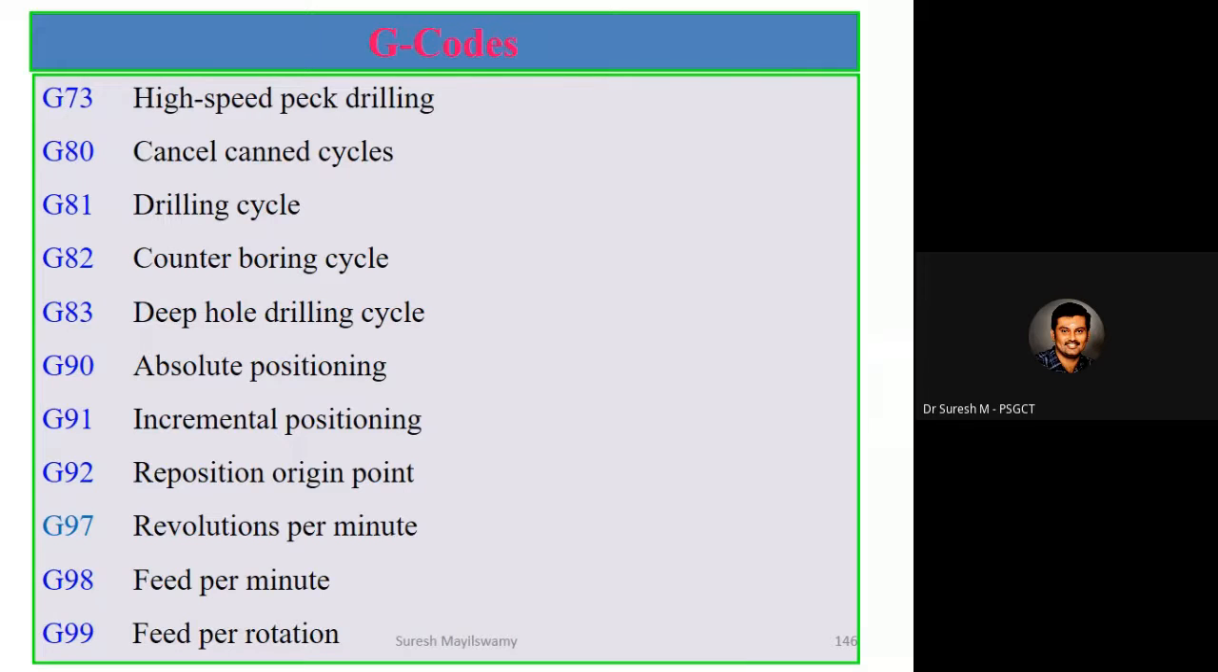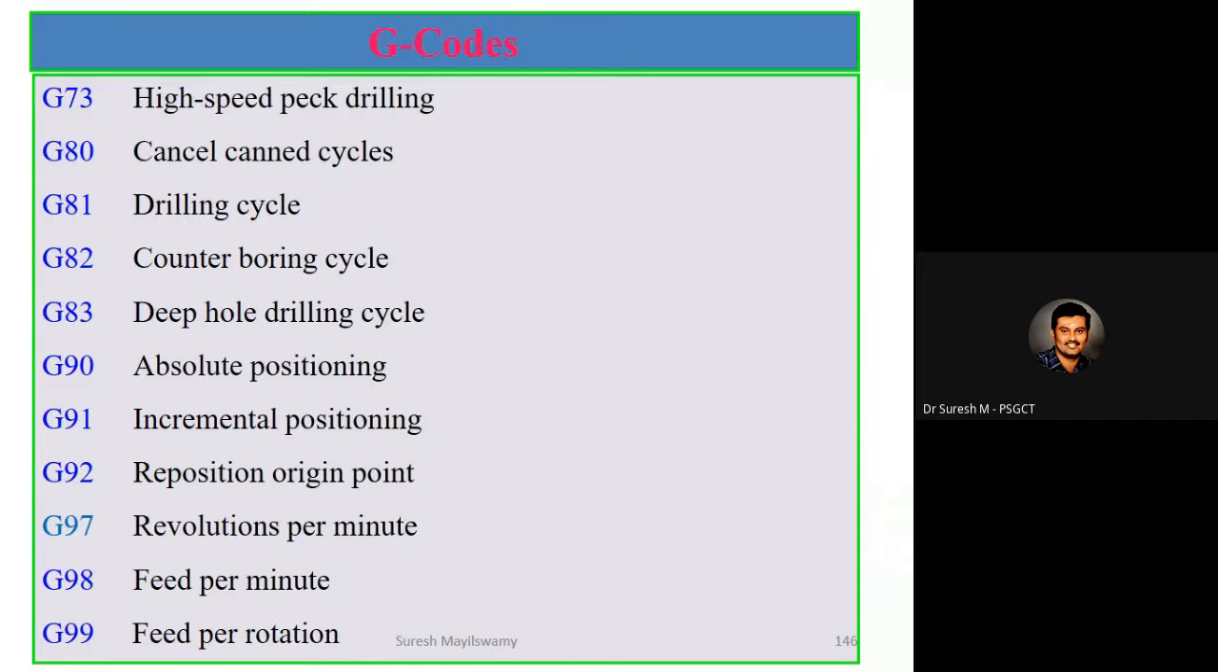G90 and 91 are for the dimensioning or coordinate system, 90 is for absolute coordinates, 91 is for incremental, 92 is for re-coordinating the origin point. Normally, we will fix the origin point at the center while considering the CNC lathe. At the edge and the center, we can fix the X0, Z0. If we need to shift the origin point, we can use the 92. And 97 is revolution per minute, 98 is feet per minute, 99 is feet per rotation.